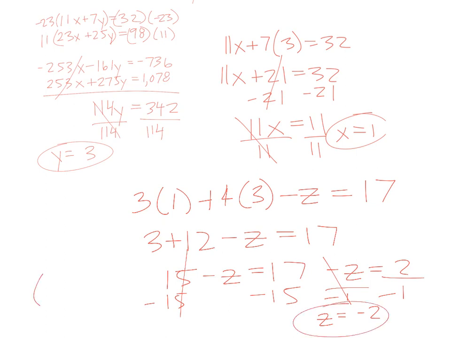Alright, so my answer then is the x, which is 1, the y, which is 3, and z, which is negative 2. Once again, this represents a point on a three-dimensional grid. Alright, there's not much to it. It's pretty simple. You just got to take your time working out these problems.